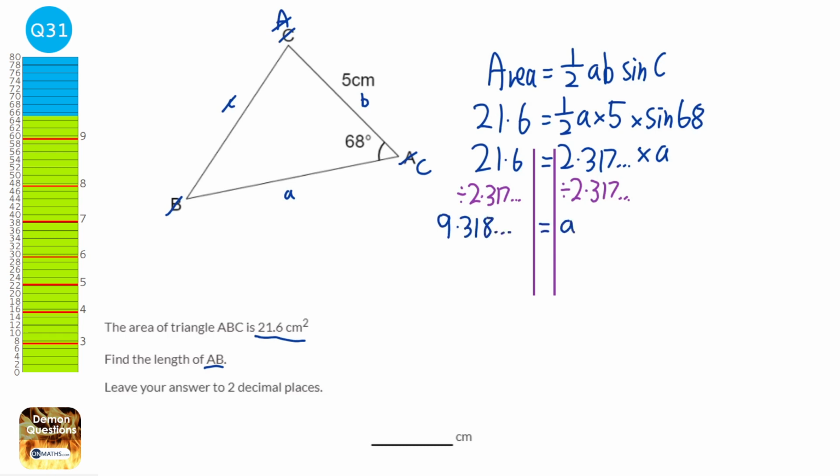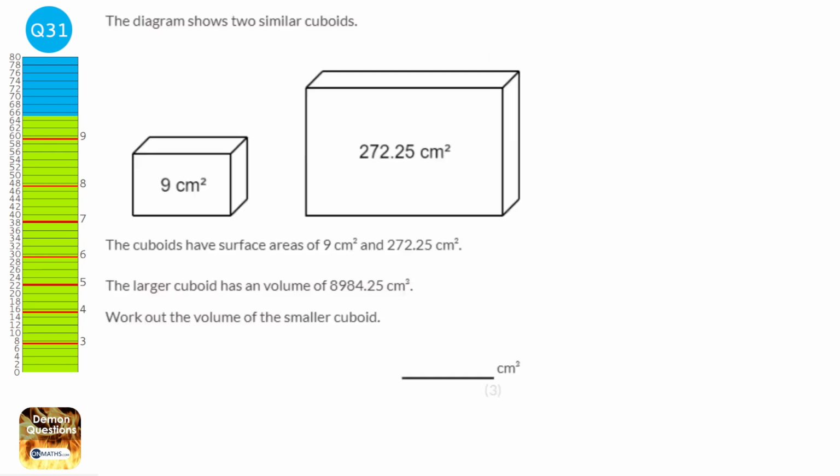So rounded to 2 decimal places, that's going to be 2.32. So we know that the cuboids are similar, so there's going to be scale factors. And we're given the two surface areas, so we're going to first of all start there. And we know that there's going to be a scale factor between them. So what do we times the 9 by to get to the 272.25?